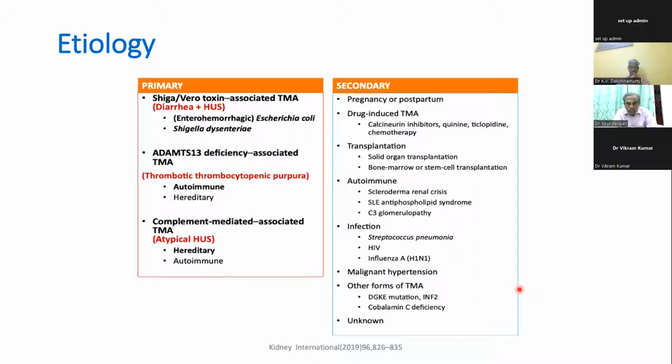In the primary category, there are three entities. First is diarrhea-associated HUS, that is, Shiga toxin associated disease. The second entity is thrombotic thrombocytopenic purpura because of ADAMTS13 deficiency, and the third entity is atypical HUS because of complement dysregulation. In secondary conditions, there are many diseases related to pregnancy, drug-induced TMA, transplantation, autoimmune conditions, infectious conditions, malignant hypertension, and other congenital conditions.